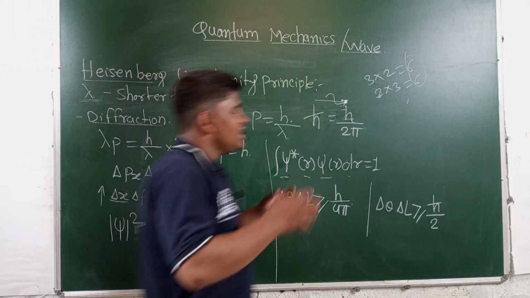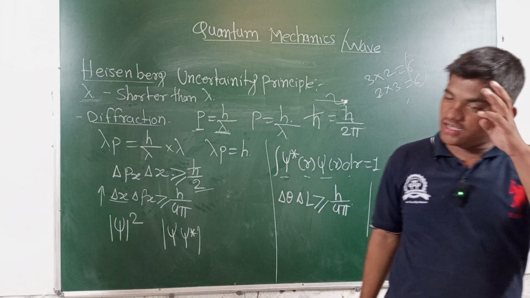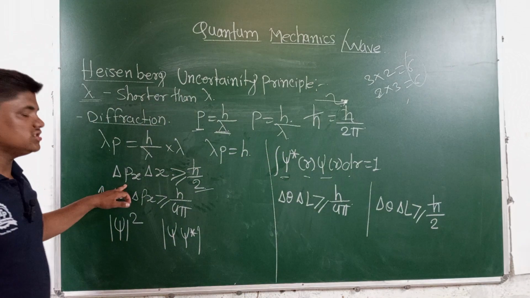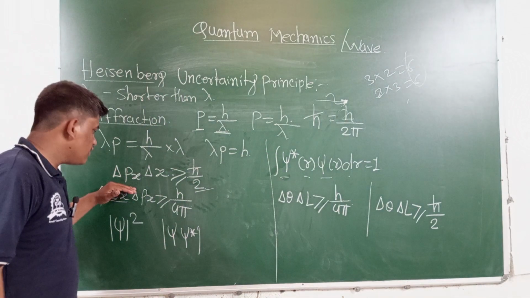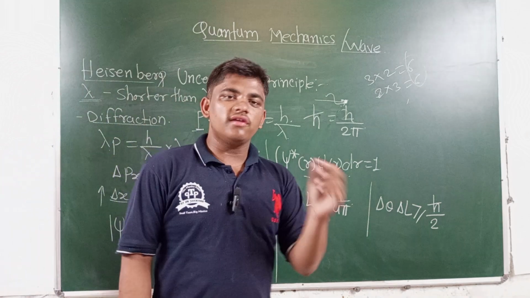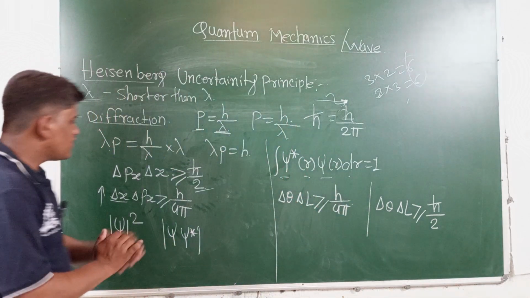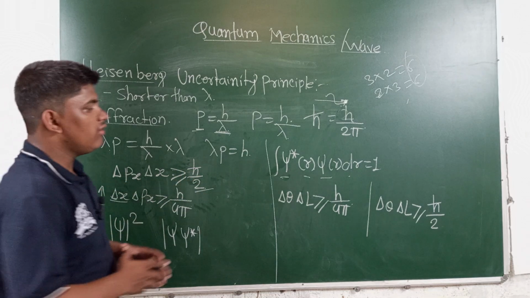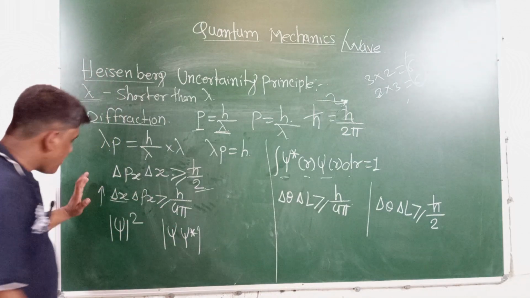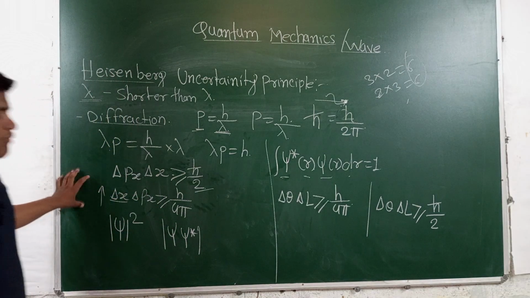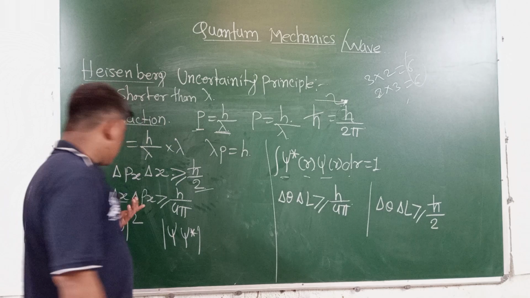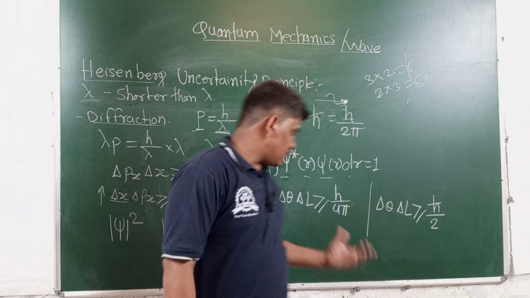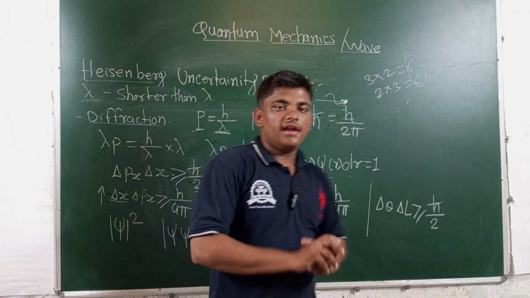Then what exactly is the Heisenberg uncertainty principle? The product of the uncertainty in the measurement of position and the uncertainty in the measurement of momentum is greater than or equal to h cut divided by 2, or greater than or equal to h upon 4 pi. These are the Heisenberg equations for linear motion, and likewise when we take angle and angular momentum.